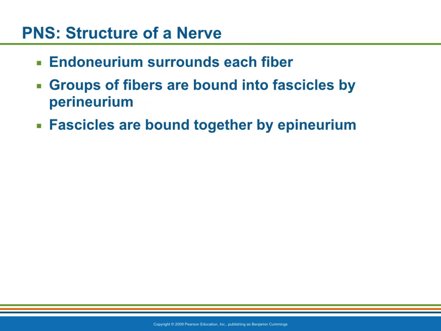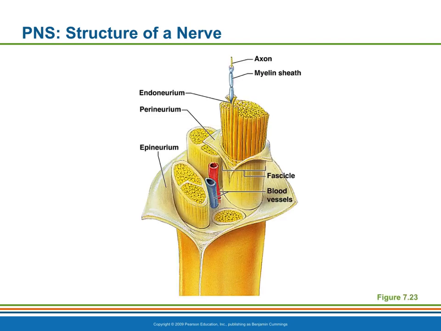Each fiber is surrounded by a delicate connective tissue sheath. It's called an endoneurium. Groups of fibers are bound by a coarser connective tissue wrapping called the perineurium to form fiber bundles or fascicles. Finally, all the fascicles are bound together by a tough fibrous sheath, the epineurium, to form the cord-like nerve. Here is a three-dimensional view of a portion of a nerve, showing its connective tissue wrappings.